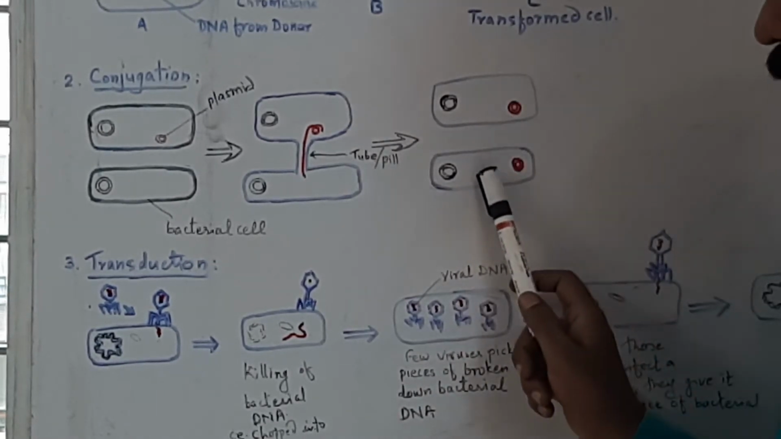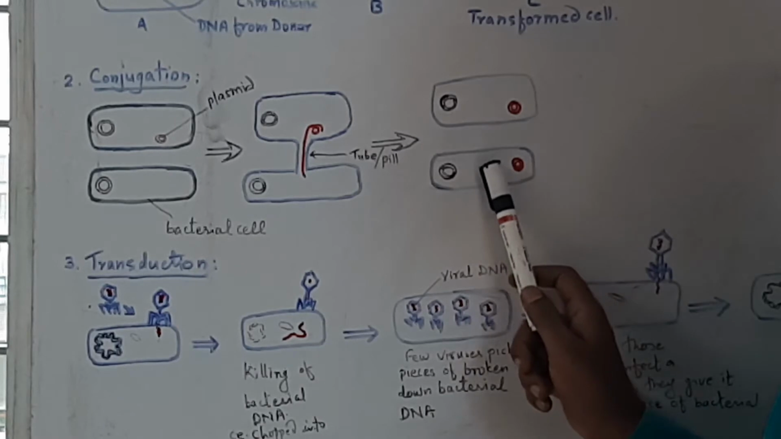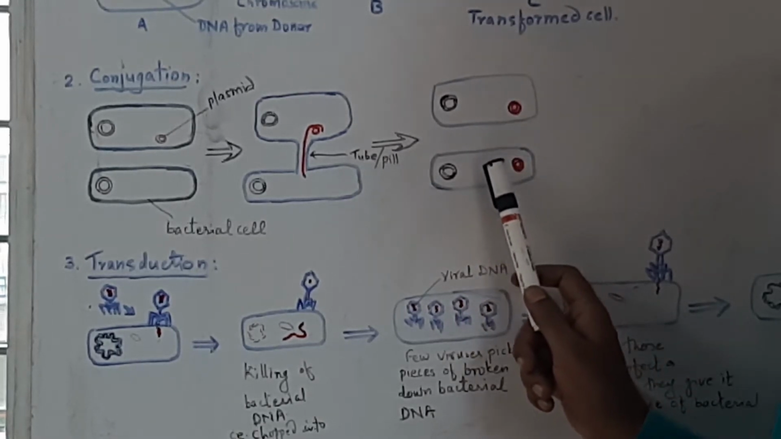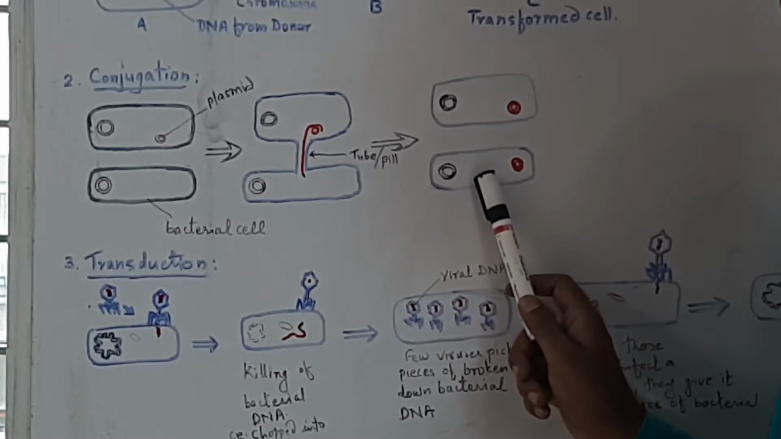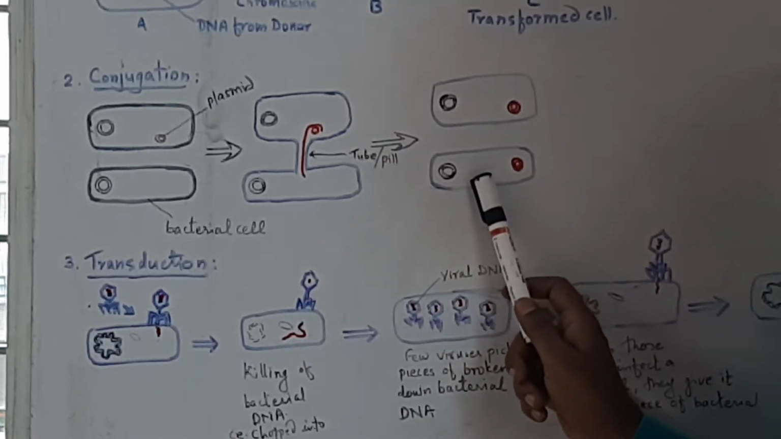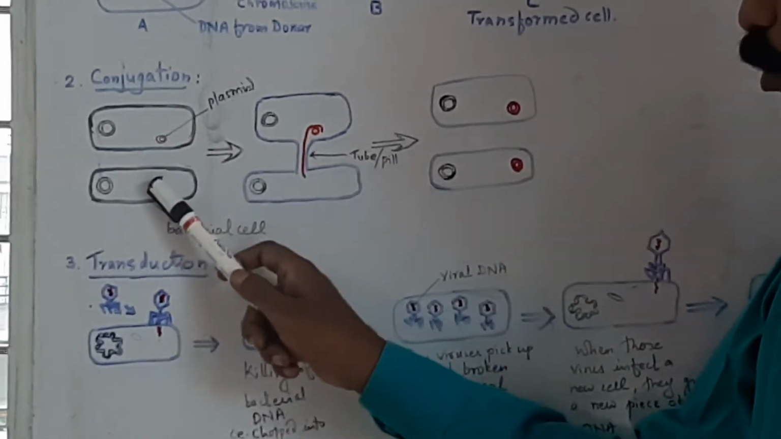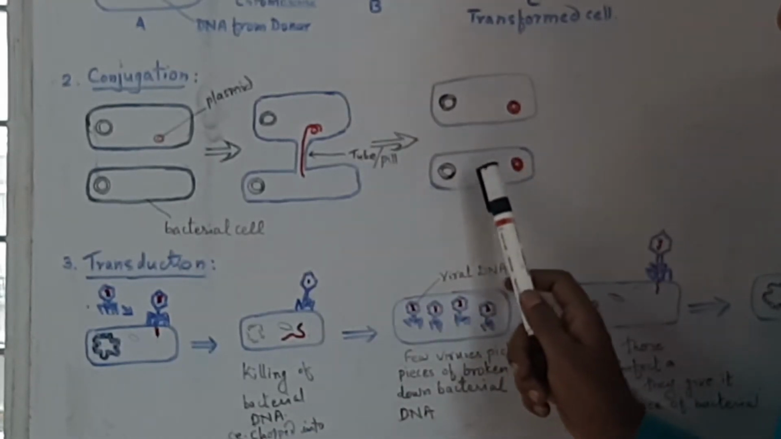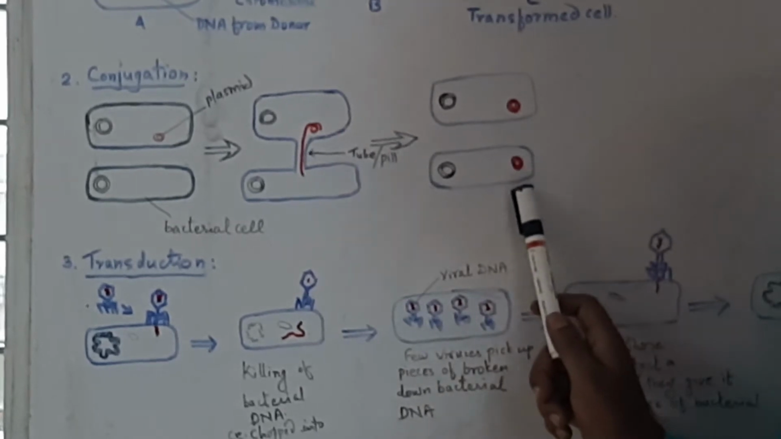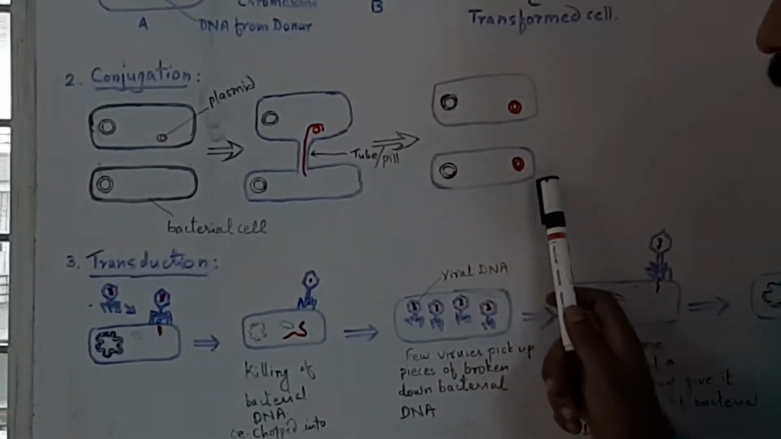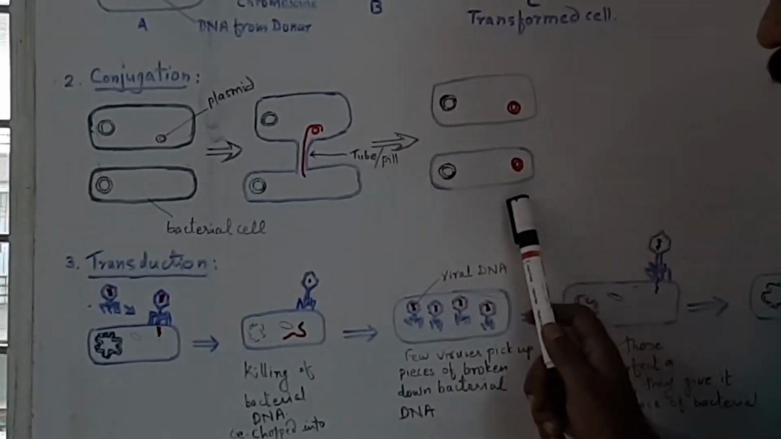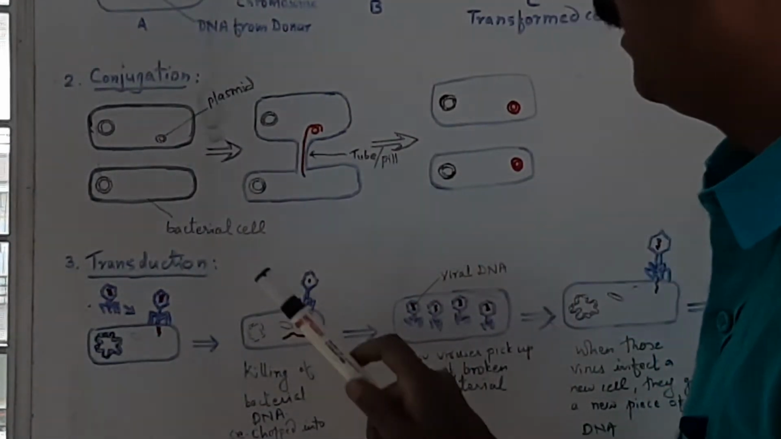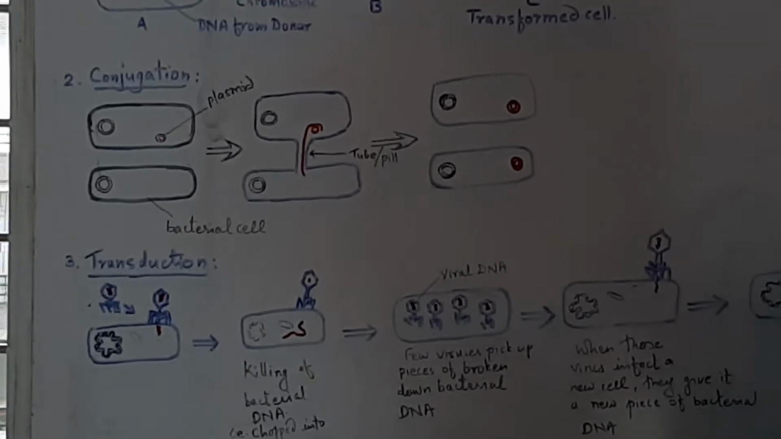into the other cell and result in the formation of a recombined bacterial cell. Here we can see the difference between these two and these two. So this is the resulting cell of conjugation, the cell with the recombined form. And the third one is transduction.